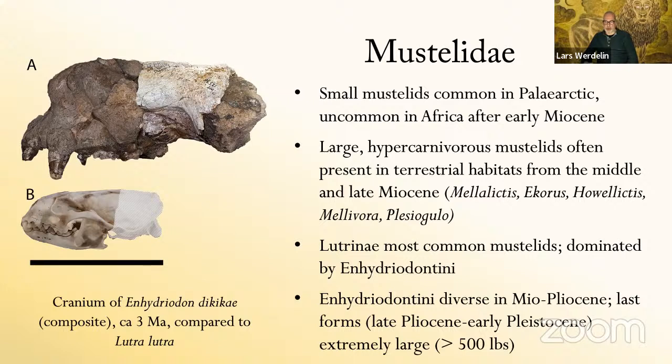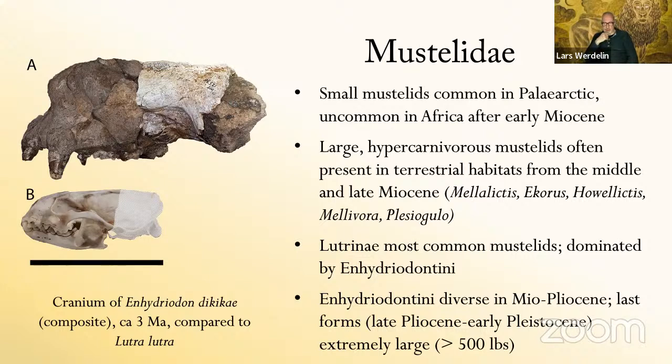But there are a number of large hypercarnivorous mustelids known from terrestrial habitats from the middle and late Miocene of Africa. And here are just five genera of these mustelids. And of particular interest is Ekorus from Lothagam, from the late Miocene, which is the most hypercarnivorous, the most cursorial of all mustelids known. It's in many respects convergent on leopards. There were no leopards at the time, so there was a niche for leopard-like carnivores.